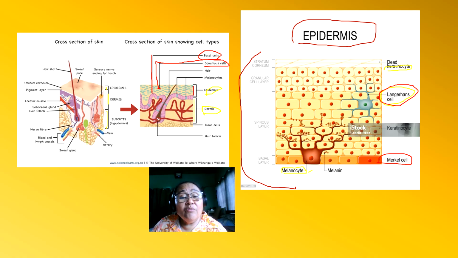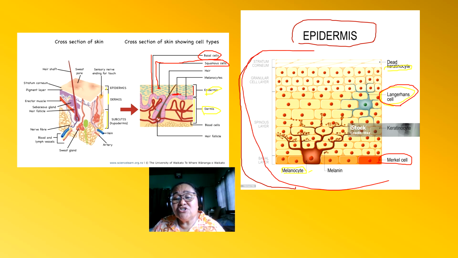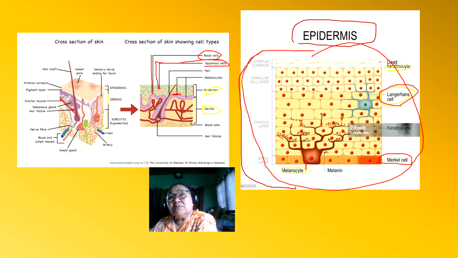And then we have the melanocytes, which are here on the basal part. As you can see, this is the whole picture of the epidermis. The melanocytes are on the lower part, on the basal layer. Melanoma originates from the melanocytes.